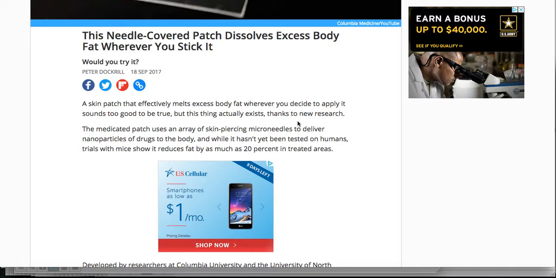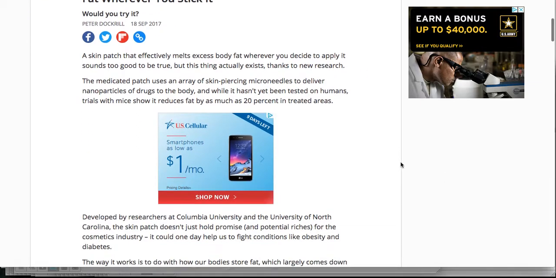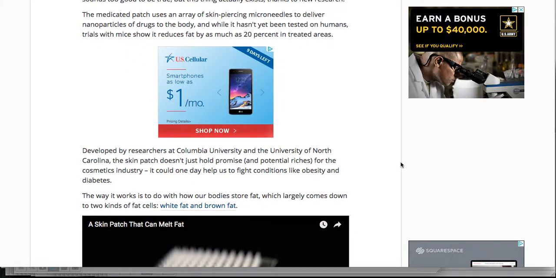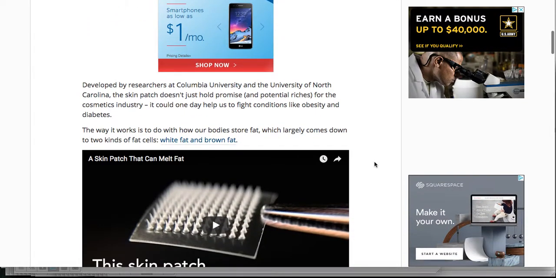The medicated patch uses an array of skin-piercing microneedles to deliver nanoparticles of drugs to the body, and while it hasn't yet been tested on humans, trials with mice show it reduces body fat by as much as 20% in treated areas. Developed by researchers at Columbia University and the University of North Carolina, the skin patch doesn't just hold promise and potential riches for the cosmetics industry, it could one day help us fight conditions like obesity and diabetes.